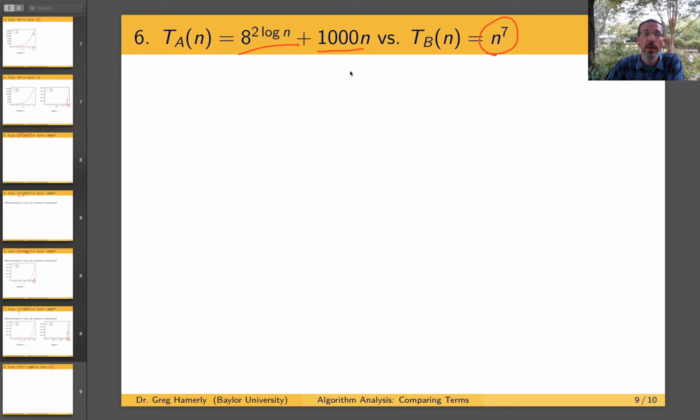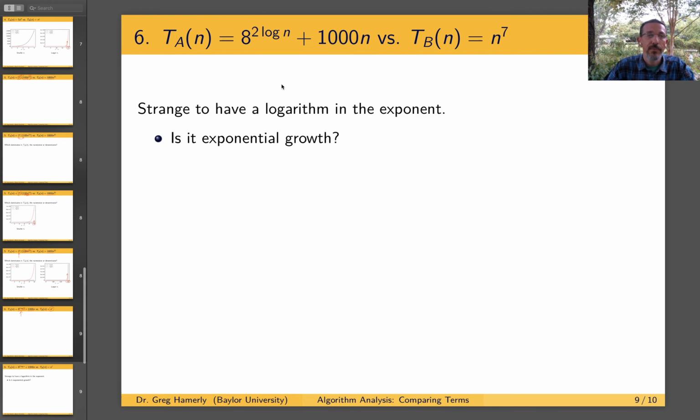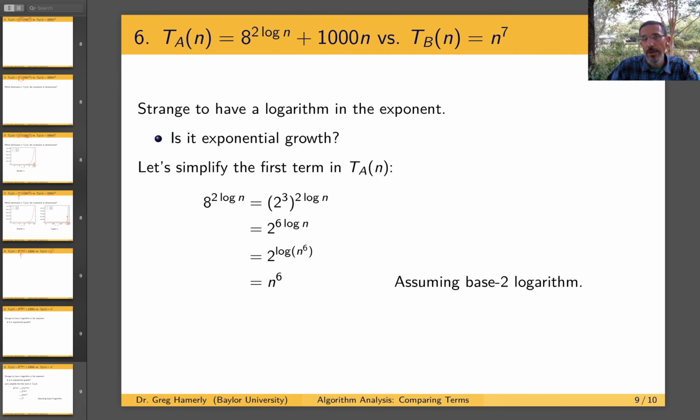Which one grows more quickly? Well, it looks like 8 to the 2 log n grows more quickly than 1000n because it looks like there's an n in the exponent, which there is. So does this have exponential growth? Well, no, not exactly. It's strange to have a logarithm in the exponent. Is it exponential growth? Well, let's see what happens when we try to simplify it.